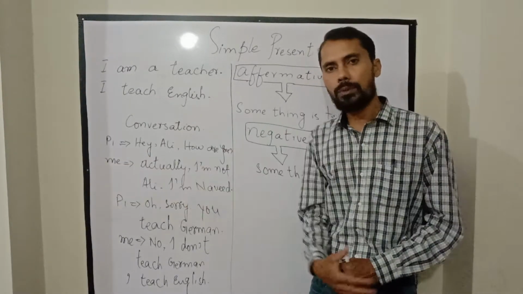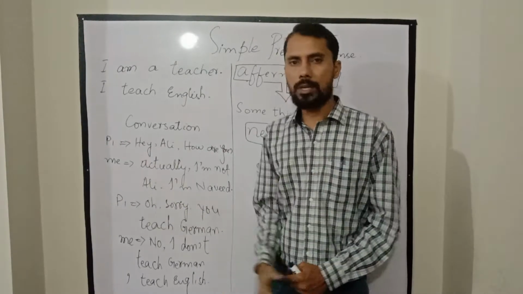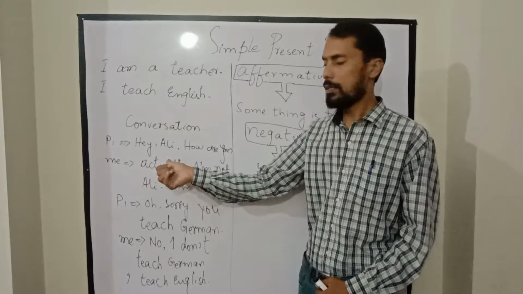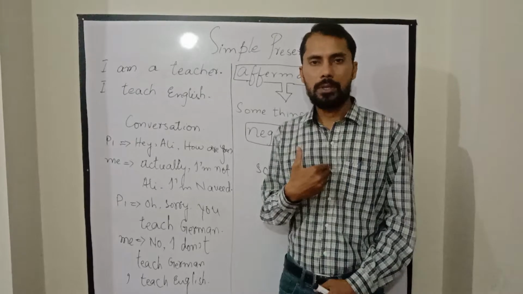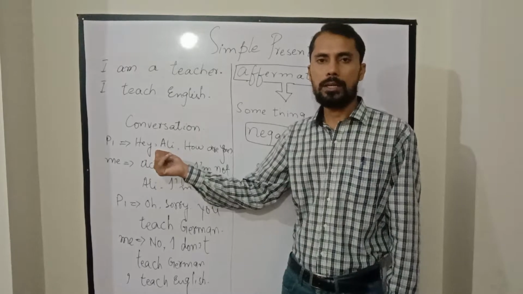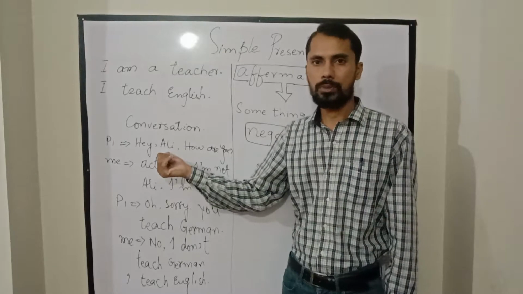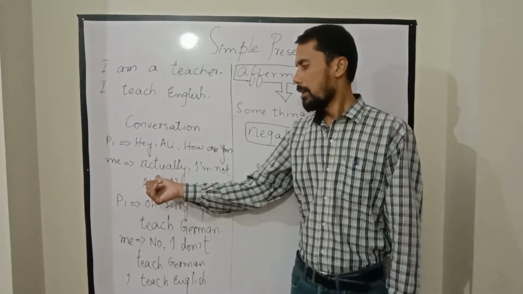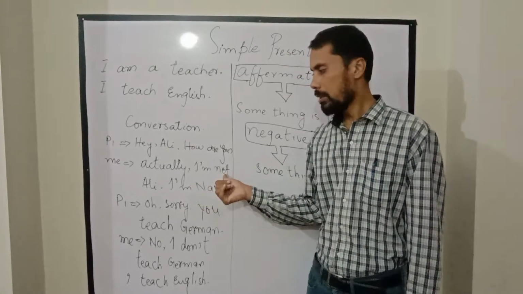Here I have used 2 persons, person 1 and next is me. Somebody is talking to me and he begins the conversation saying, "Hey Ali, how are you?" He called me Ali. So I'm not Ali. The word Ali, this information is not true. So I would use negative and say, actually I'm not Ali.